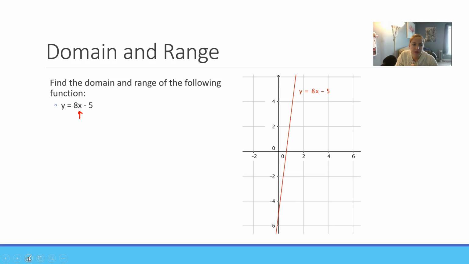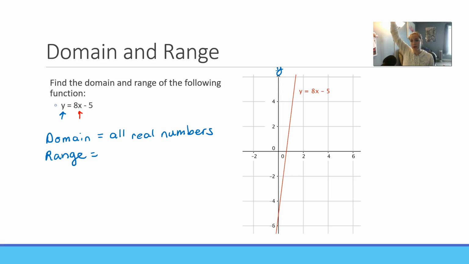So x, the domain, is actually just all real numbers. You can put any real number you want in for x, and then you can solve it and it will give you a y value. There's no restriction. Now let's look at the range, which is the outputs. Okay, y. Or I could look here at the y-axis up and down. Notice that it's a straight line and it keeps on going either direction forever. That means there's no restriction for the range either. So we would say all real numbers.